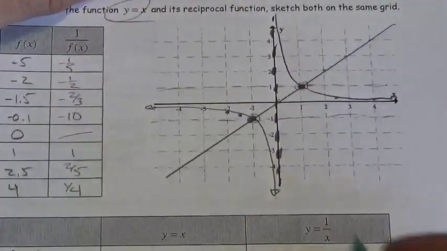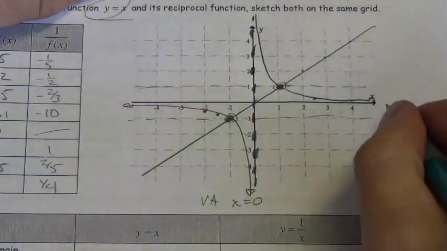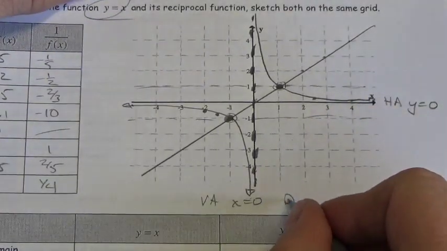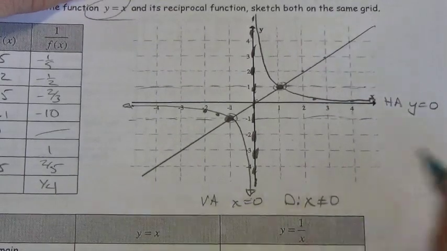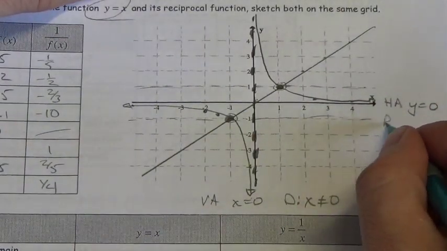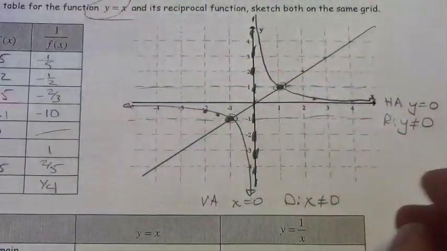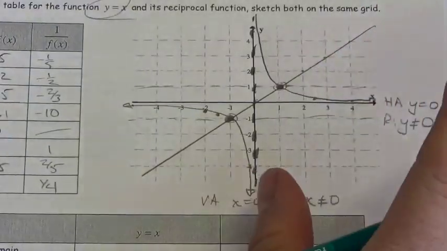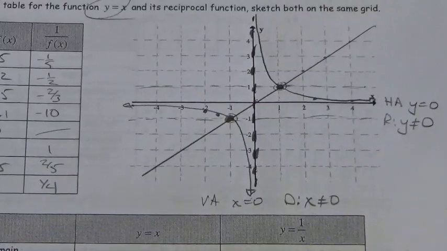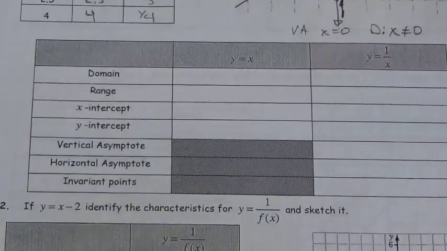So I've got this vertical asymptote at x equals 0. I've got this horizontal asymptote at y is equal to 0. My domain is that x can't equal 0. My range is that y cannot equal 0. Okay, you should see the link there. And again, I'm going to keep saying this, that's not always true, but in this course that's a pretty safe bet. All right, now the next thing we've got here is just a table where we can put a lot of that stuff in it.